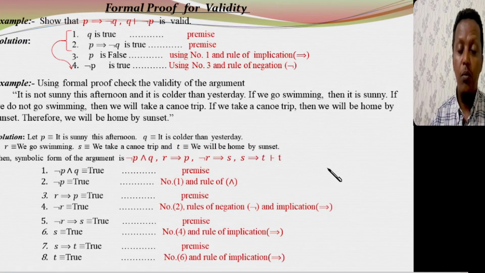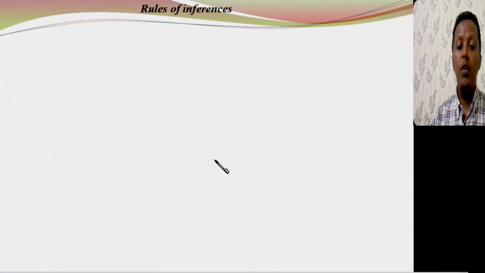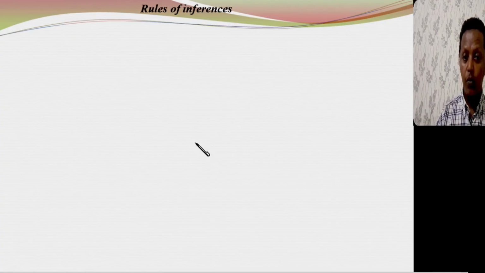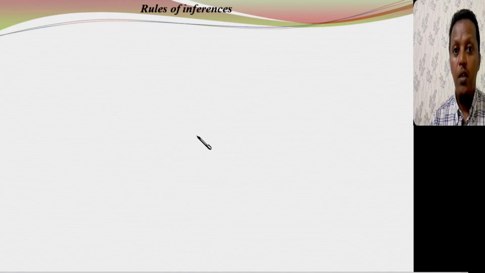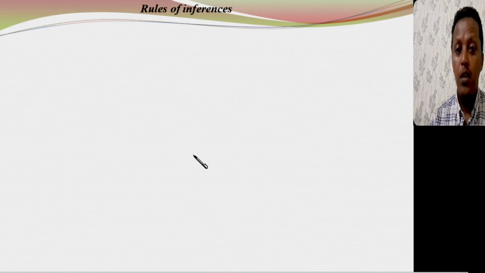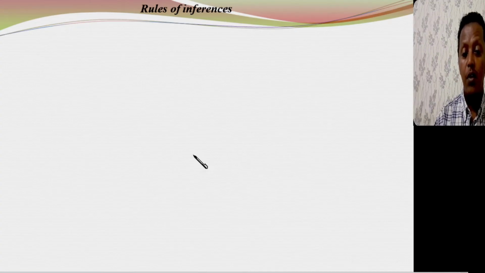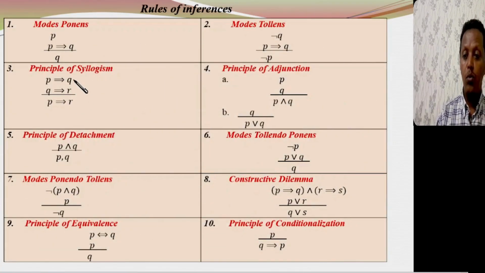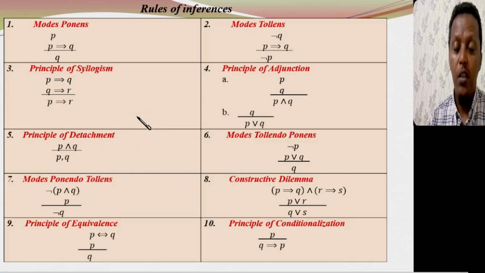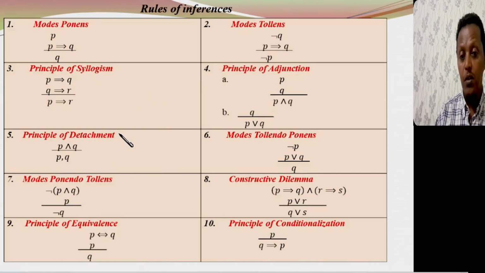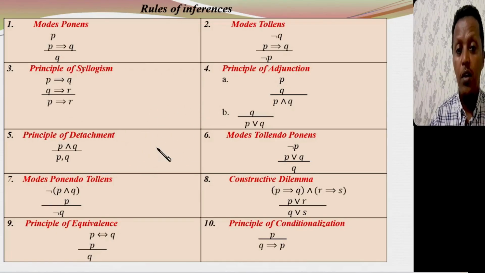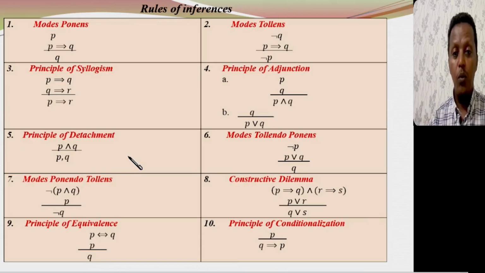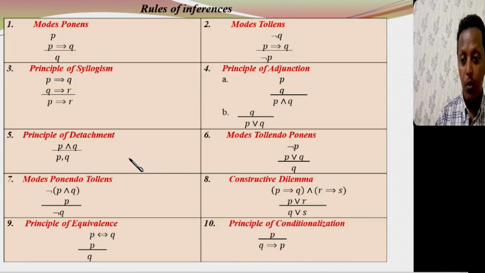Now the second method we are going to see in this lesson is the rules of inference. We will see 10 rules of inference for checking whether the given argument is valid or invalid. So you need to memorize these 10 rules of inference. So by inferring these rules, we can decide whether an argument is valid or invalid.